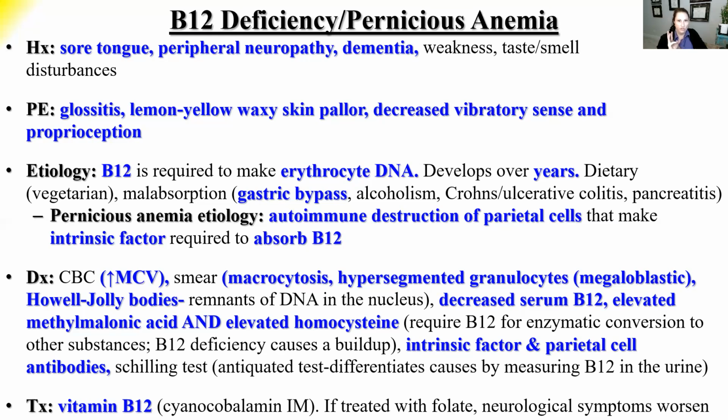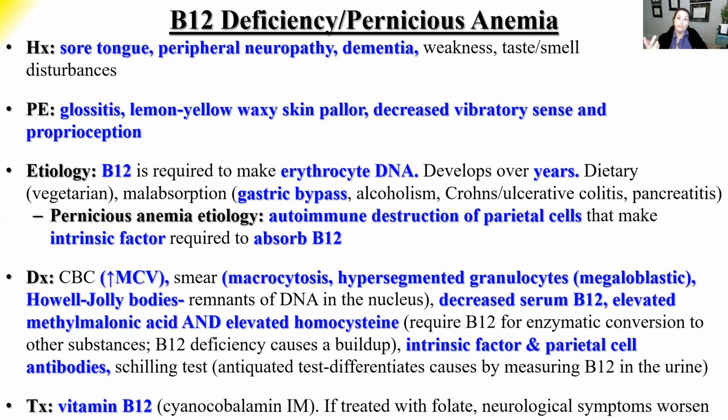Our labs for this unit, these little three here: CBC, they're going to be large. Remember, these are macrocytic, so MCV is going to be elevated. On smear, we'll see macrocytosis, they're enlarged. This is also a megaloblastic type of anemia, which means our granulocytes are hypersegmented. They have lots of little different poles in there. Howell-Jolly bodies, remember we talked about those. Those are kind of the little purple dots in the cell. That's remnants of the DNA in the nucleus.